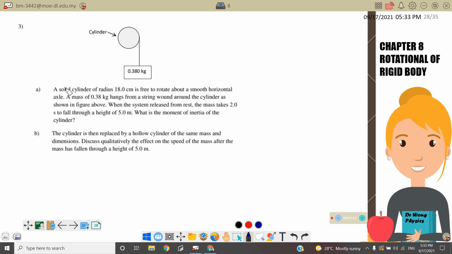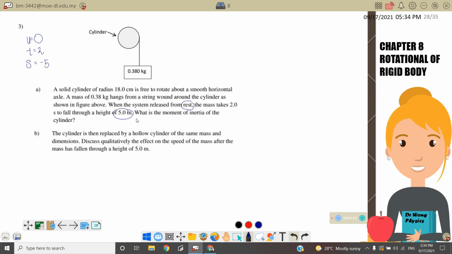Question number 3. A solid cylinder of radius 18 cm is free to rotate about a smooth horizontal axis. A mass of 0.38 kg hangs from the string. So here there is an object of 0.38 kg, hanging from the string. When the system is released from rest, meaning initially u is equal to 0, the mass takes 2 seconds, so t is equal to 2 seconds, to fall through a height of 5 meter. So s is equal to negative 5 meter because it's acting downward.